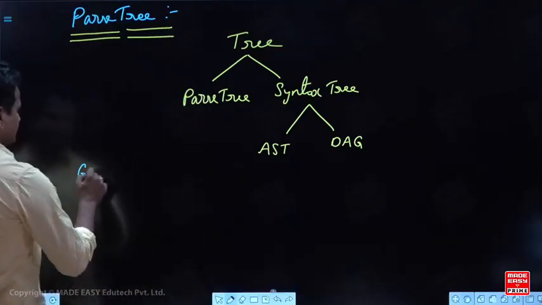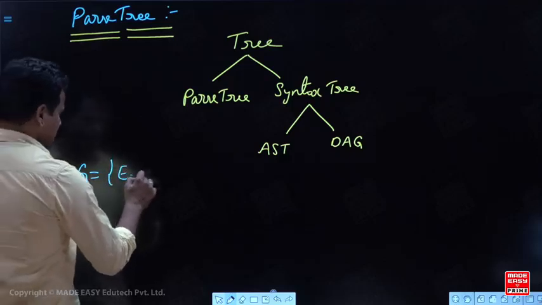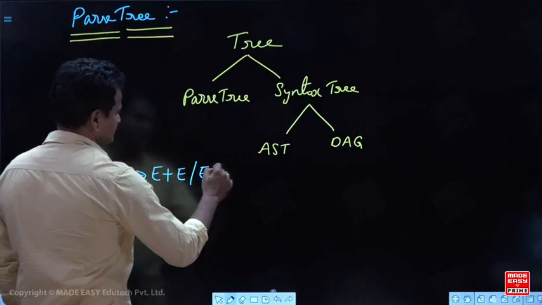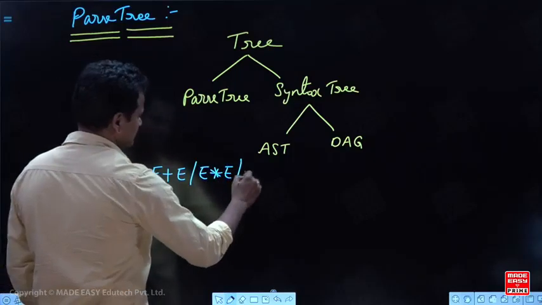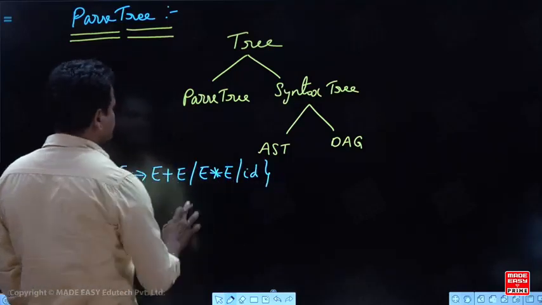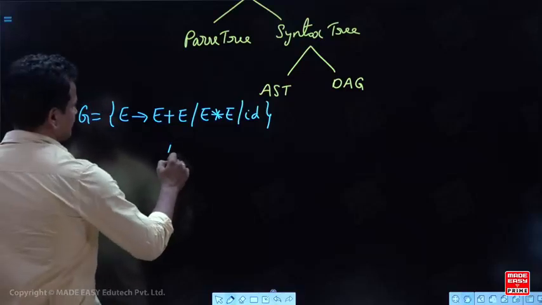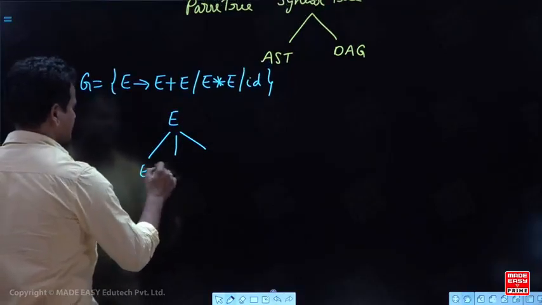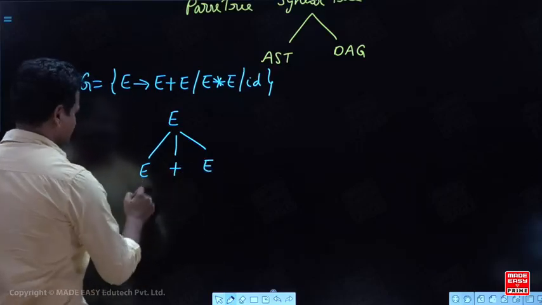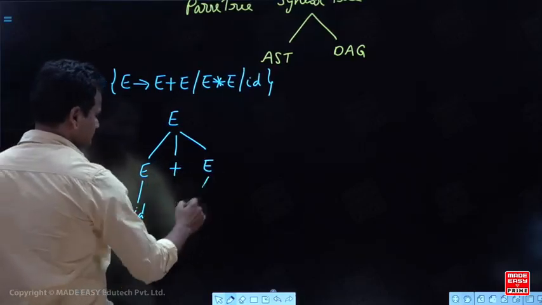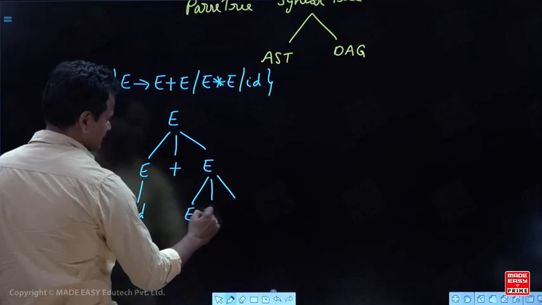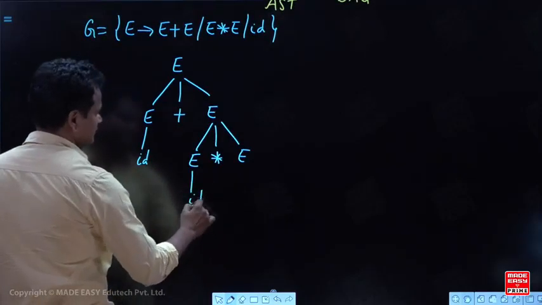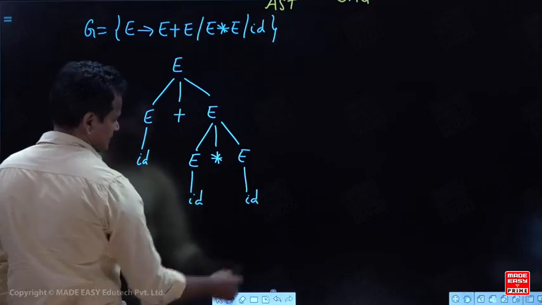So look at this example, a very well-known example. You have seen this example several times: E derives E plus E or E star E or ID. For this I am constructing one parse tree for one string: E derives E plus E, and E derives ID, and here E star E, and E derives ID and E derives ID.